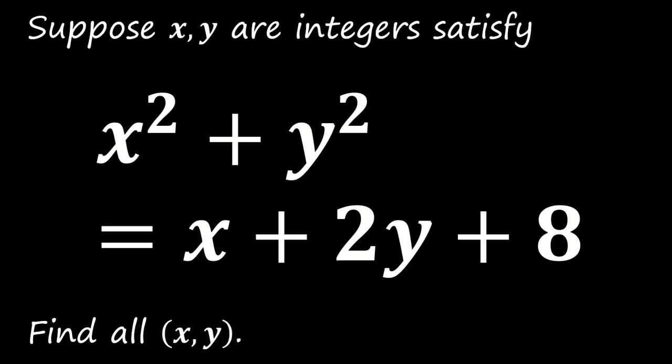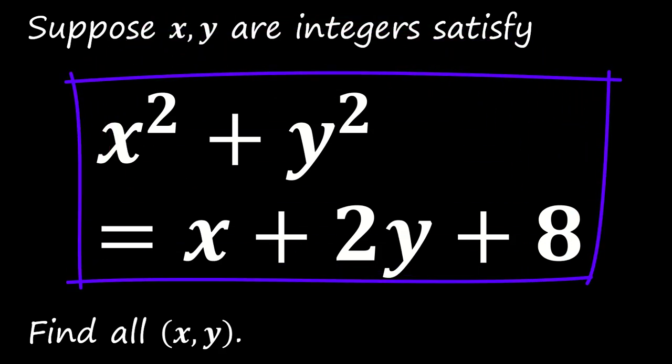For today, let's look at this interesting question regarding computing the square. Here is a question. Suppose x, y are integers, satisfying x squared plus y squared equals x plus 2y plus 8. We are asked to find all the possible values of x, y. Please have a good try before you look at the answer.